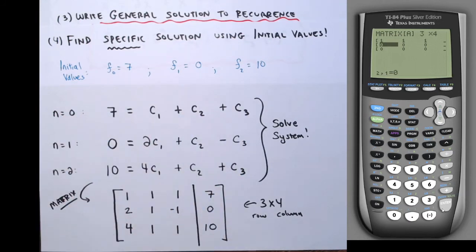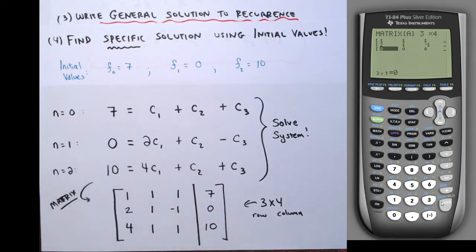Across the second row, I've got 2, 1, -1, and 0. And that just represents, again, 2C1 plus 1C2 minus 1C3 equals 0, the second equation. The third row, I've got 4, 1, 1, 10, and again, all that represents is 4C1 plus 1C2 plus 1C3 equals 10, the third equation. All right, I'm going to get out of there, go quit.